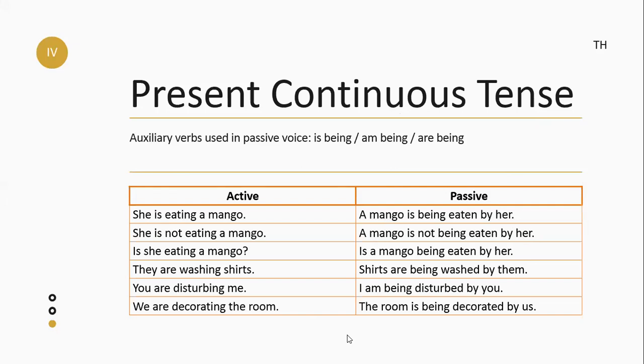Then let's look at the last example given here. We are decorating the room. So we can say that the room is being decorated by us.